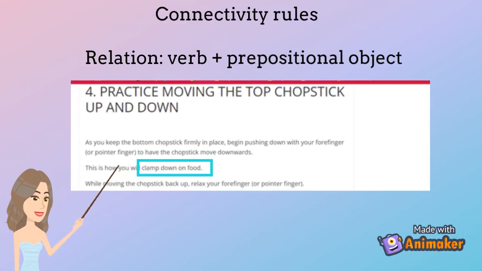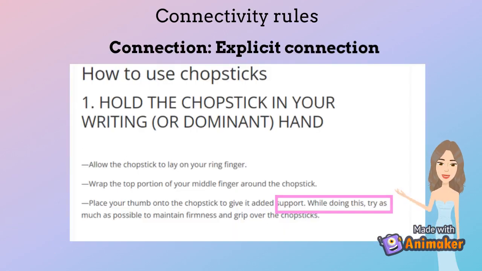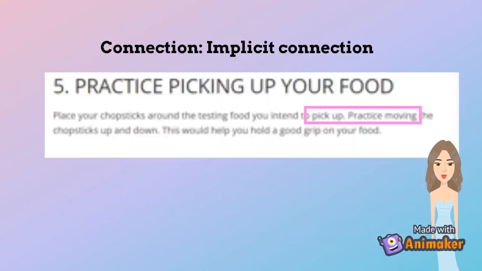Finally, we are going to analyze the different types of connection rules that appear in this text. First of all, it appears explicit connection. In this case, the phrase "while doing this" is an adverb connection. On the other hand, we have implicit connection here when we only have a period in order to keep talking about the same topic.